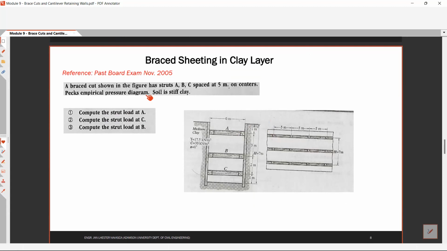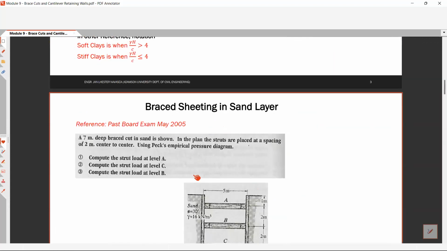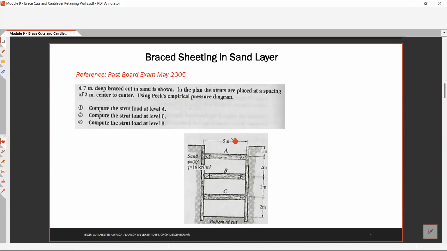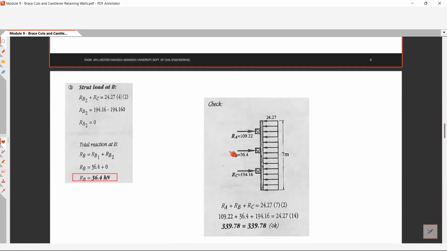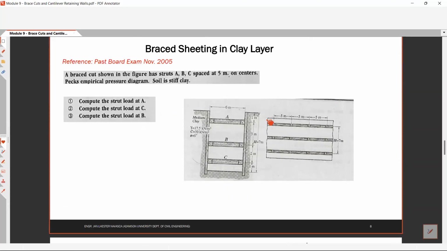Dagdag ko lang, this examiner, yung examiner ng I think before yung examiner natin ngayon sa Hydraulics and Geotechnical Engineering. Napaka favorite nito yung mga foundation designs, mga foundation solutions, mga retaining walls, napaka-favorite nung examiner na to. Kaya kung mapapansin nyo, nung May 2005, nagbigay siya ng brace sheeting in sand layer. Then nung November 2005, nagbigay ulit, pero clay layer naman. Okay? So, sige, let's start.